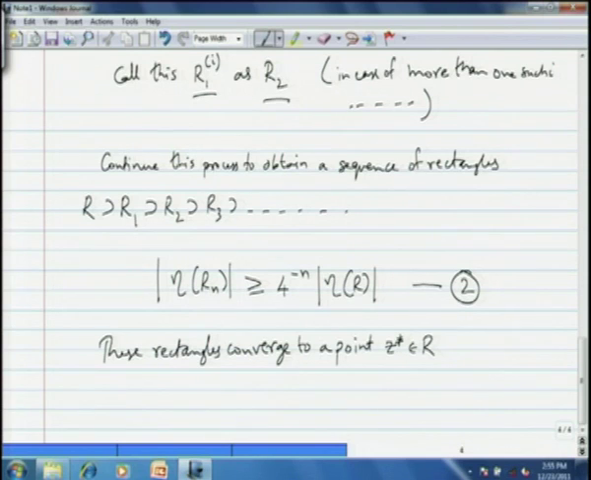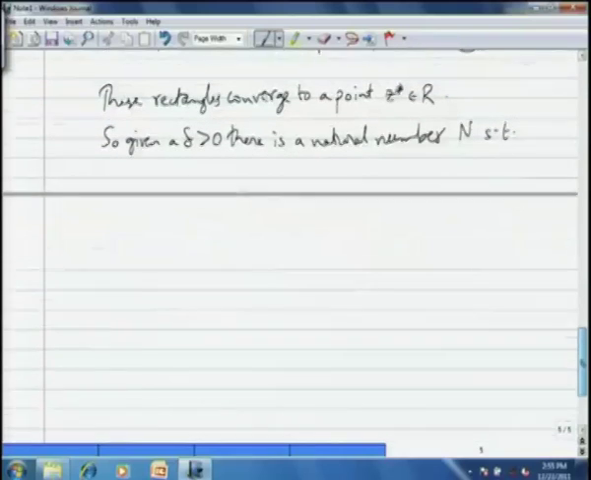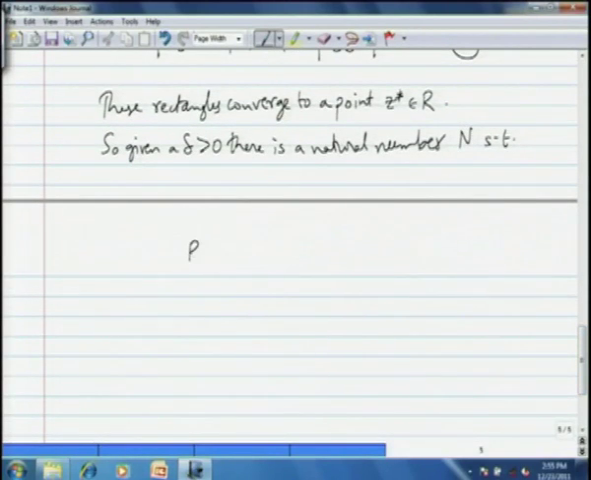And it is in the following sense. Given a delta positive, there is a natural number capital N such that R_N is contained in the set of all z such that the modulus of z minus z star is strictly less than delta.